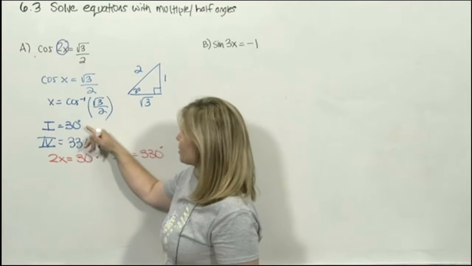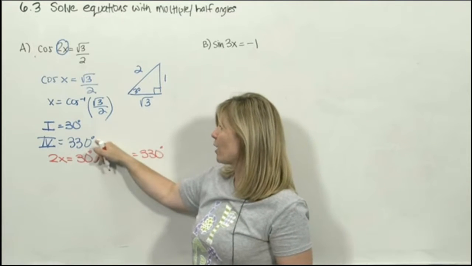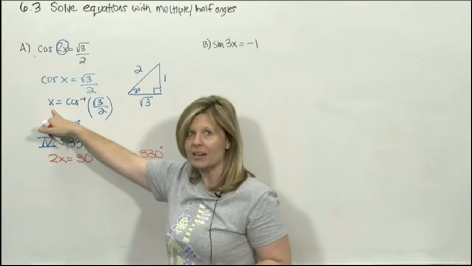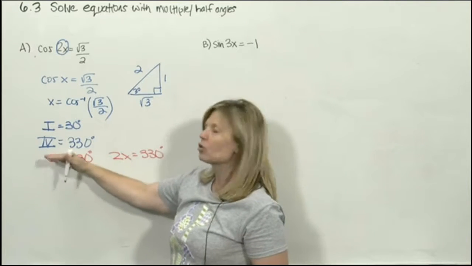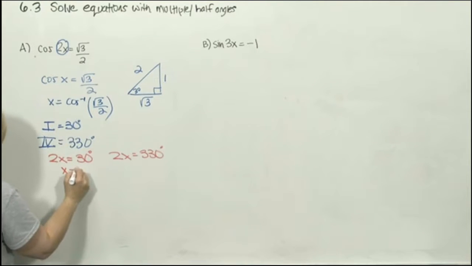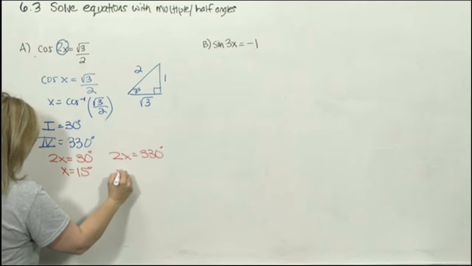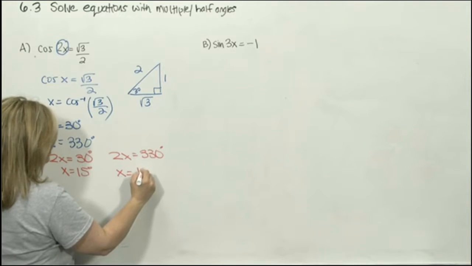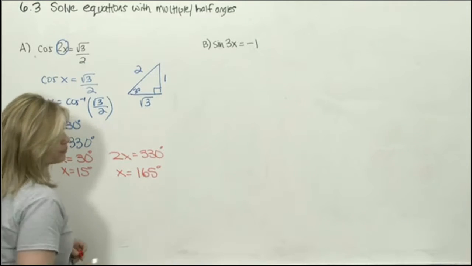That's what you're going to do now. You're going to take these answers, which we know are incorrect because the angle would have to be singular x, and we're going to set these answers to what the angle actually was, 2x. And this is easy to solve. We'll divide by 2, we'll get 15 degrees. And we'll divide by 2 and we'll get 165 degrees.